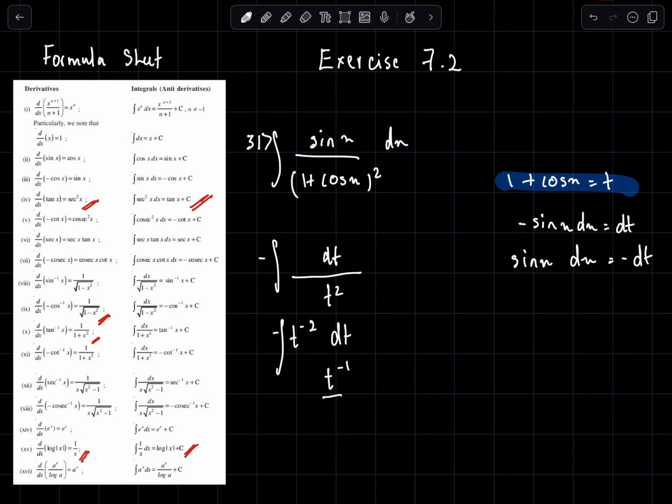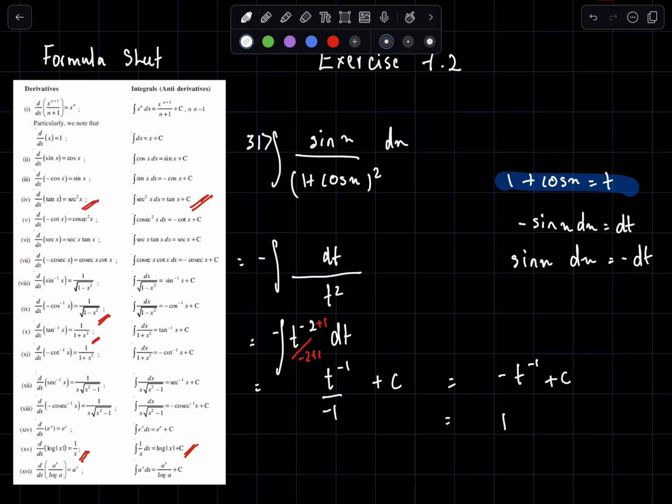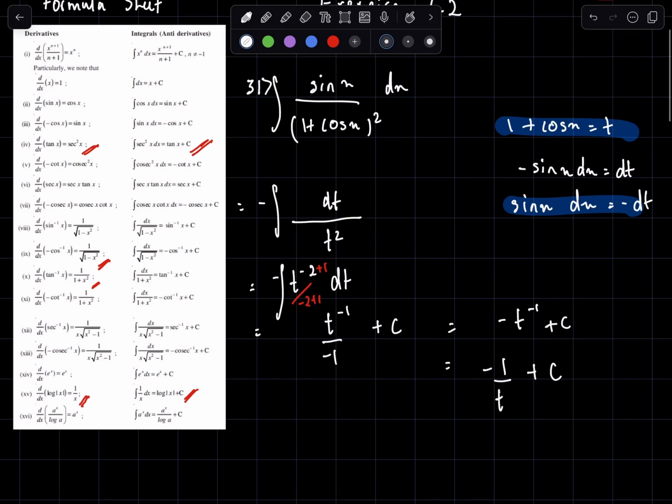So this would be t raised to the power minus 1 divided by minus 1, because it's minus 2 plus 1, plus c, which is basically equal to minus 1 over t plus c. So what is your t? Forgot to highlight this. This is important. t is 1 plus cos x, which gives minus 1 over 1 plus cos x plus c.